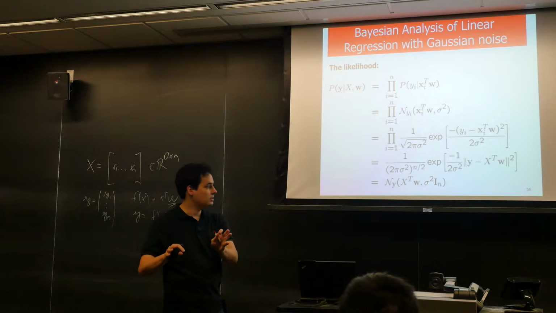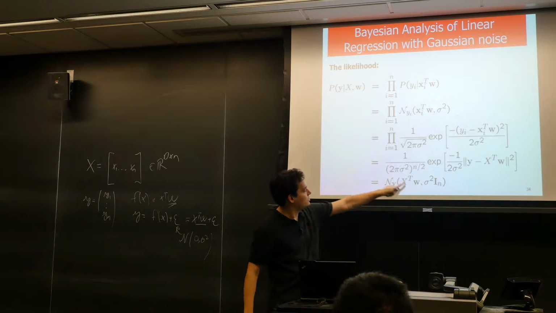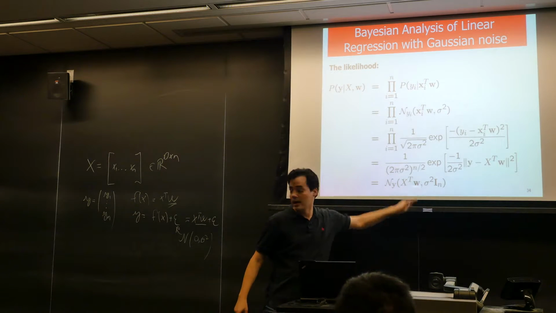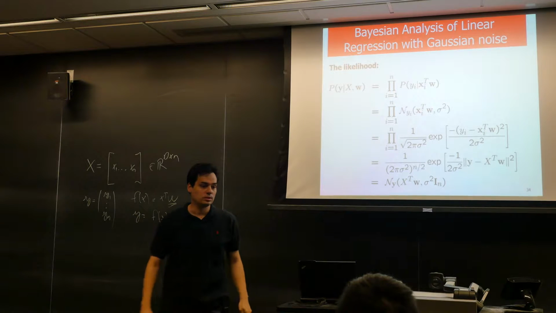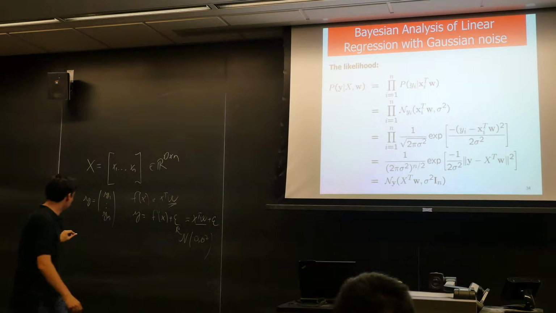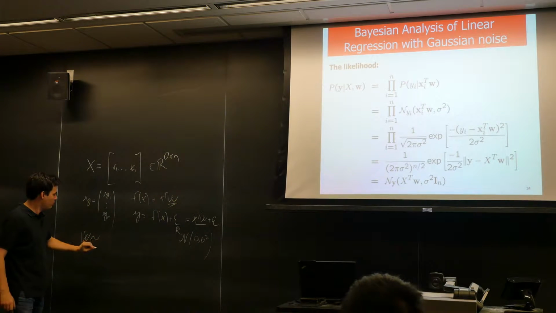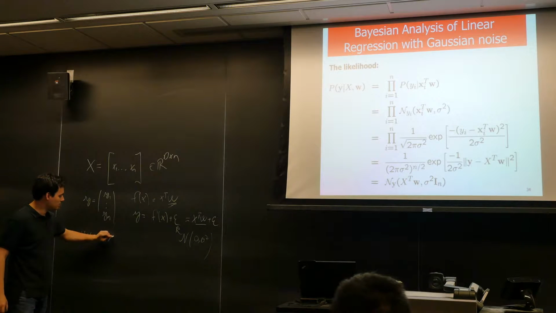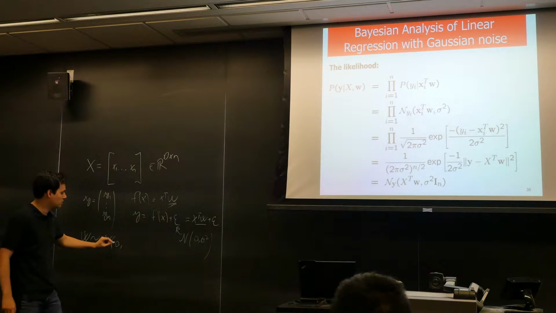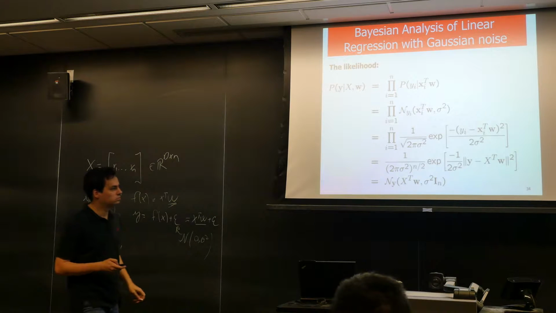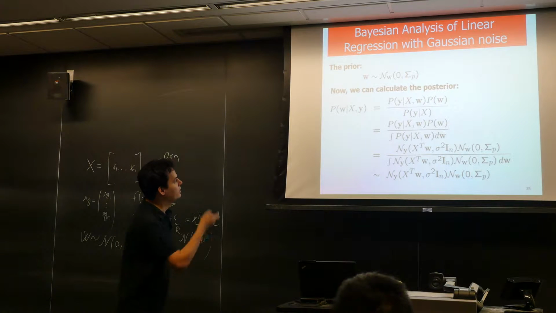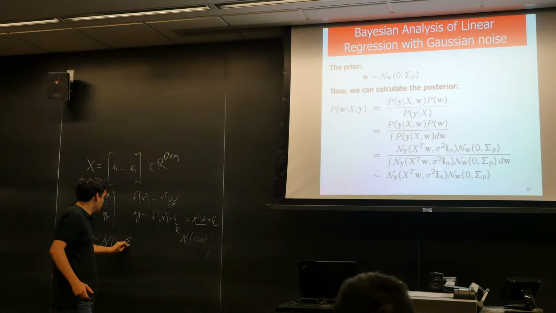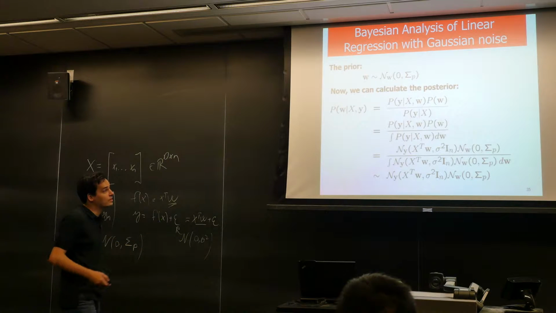So now we do something different: we also assume that on this w we have a Gaussian prior distribution. Okay, so say w is sampled from a Gaussian distribution with mean 0 and covariance matrix sigma, and we are in a p-dimensional space, so I just use sigma_p.